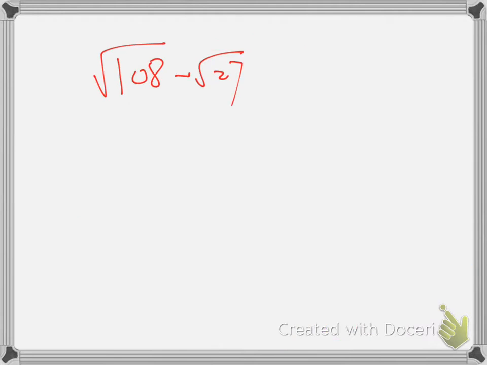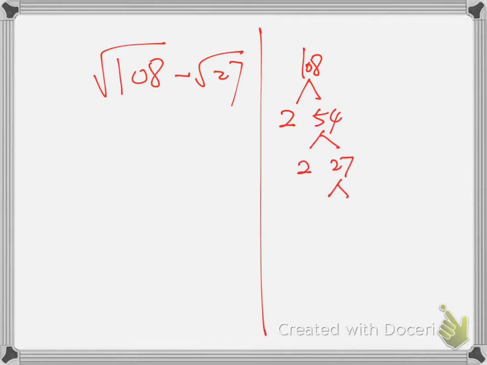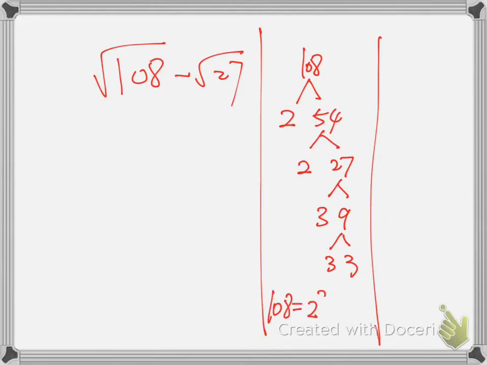So now let's factor this 108. 108, even number, divided by 2. What do you got? 54. 54 divided by 2, you got 27. 27 divided by 3, you got 9. And then split 9, you got 3 and 3. So 108 is 2 squared times 3 cubed. We just factor it using prime numbers.